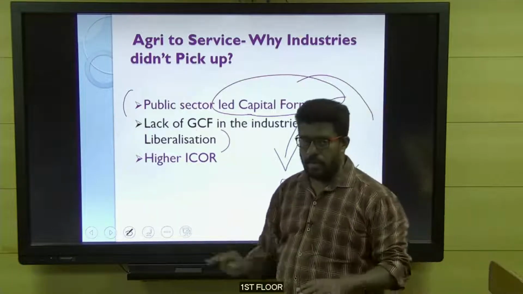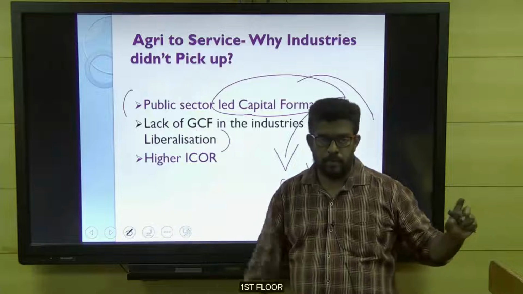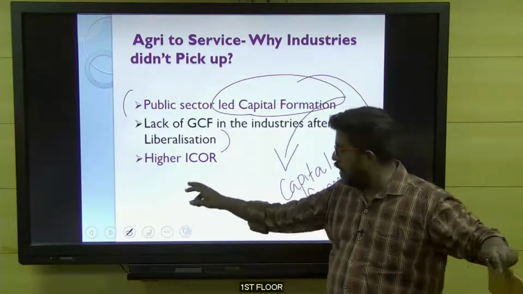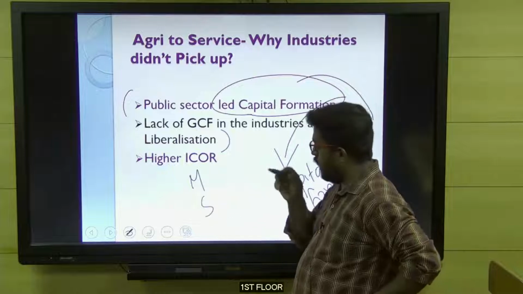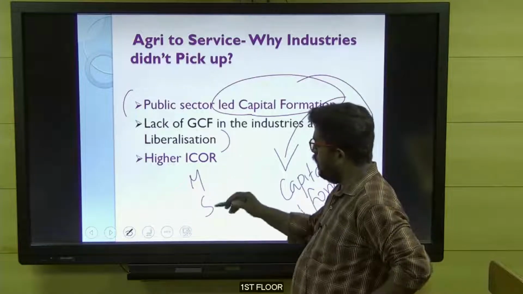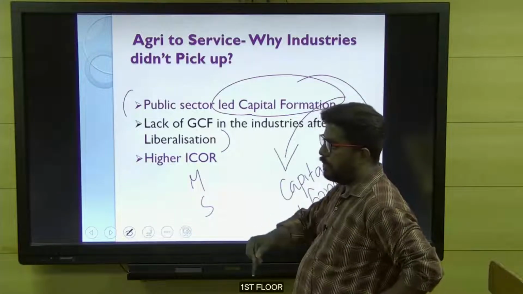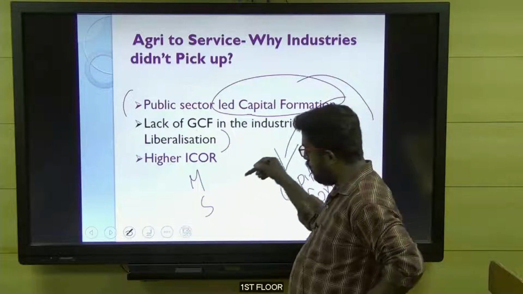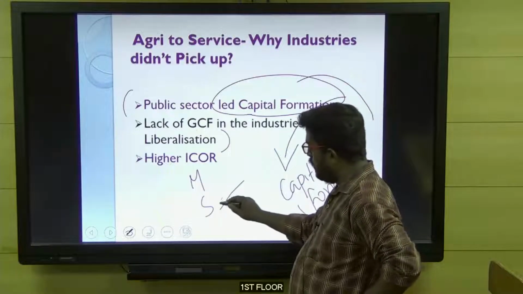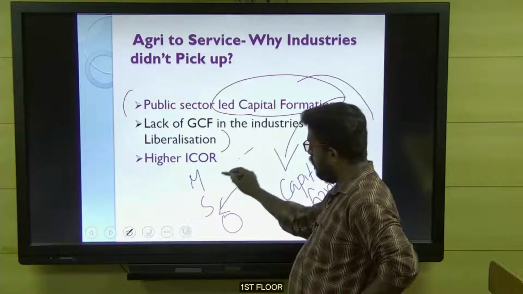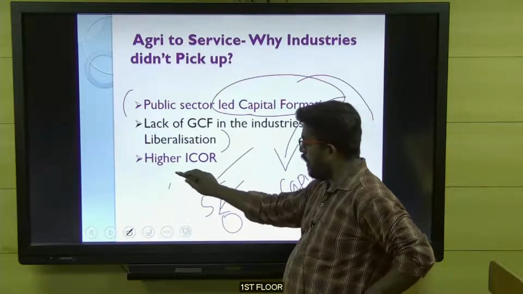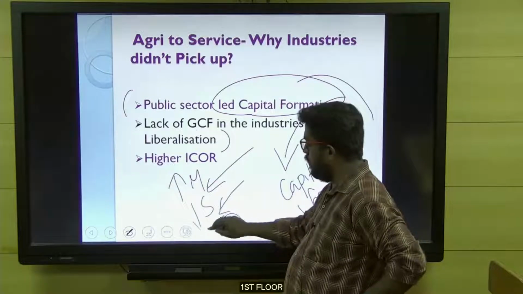Let me repeat the point. Okay, now let me explain this point in a very simple way. What is ICAR? We know that ICAR is always higher for manufacturing but lower for the service sector. As a result, high ICAR made the industrialists go to do their business in the service sector, because here with less investment you can do your business. Here, to do the business, you need more investments because ICAR is always higher for manufacturing than the service sector.